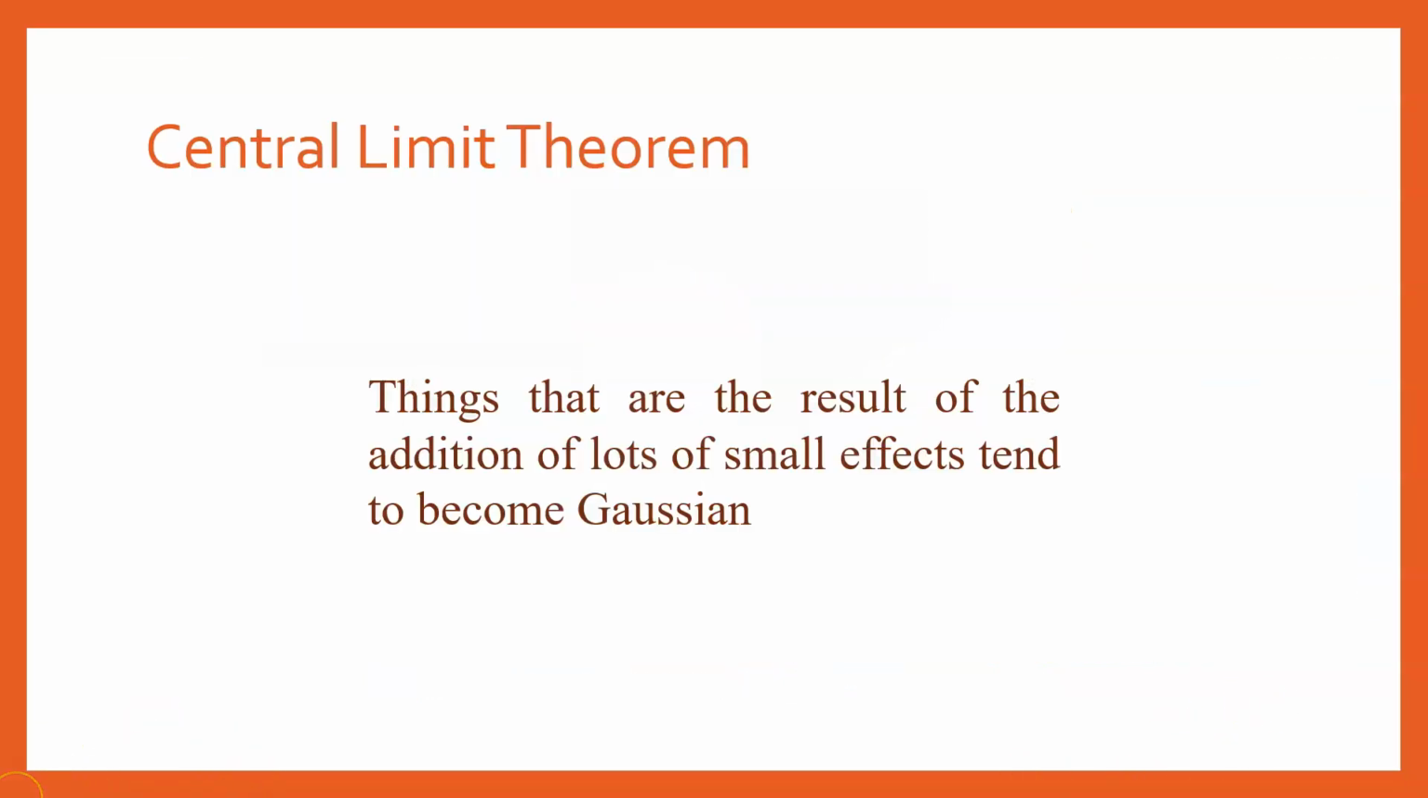to like. This normal distribution falls under a theorem called the central limit theorem, where the central limit could be the mean. And the curve will be the result of the addition of lots of small effects, which tend to become the Gaussian or the bell curve.